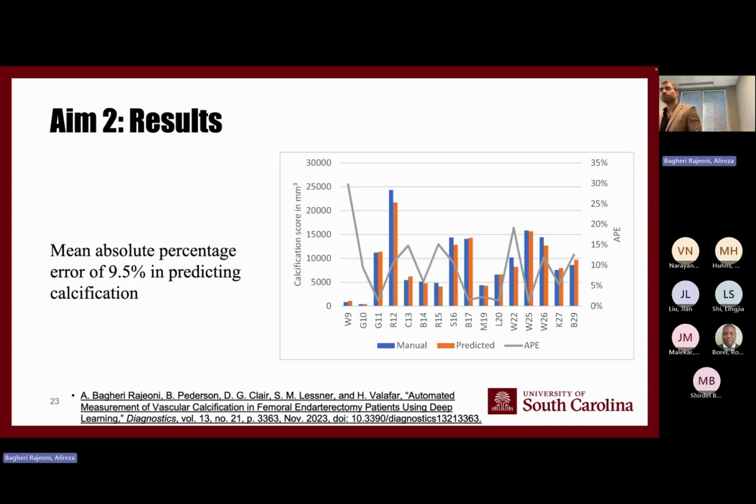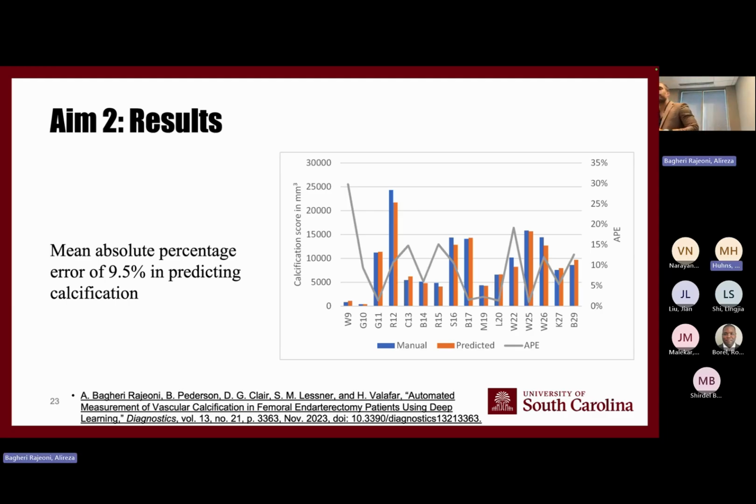Here is another way to look at the data. The blue represents how much calcification that patient has, whereas the orange shows how much calcification is predicted using our approach. You can see they follow each other pretty closely, from very low calcification, like G10, all the way to high calcification patients, which is R12. And the mean absolute percentage error is 9.5% here. I'm a big fan of visualization.